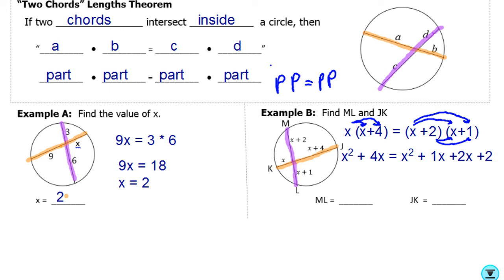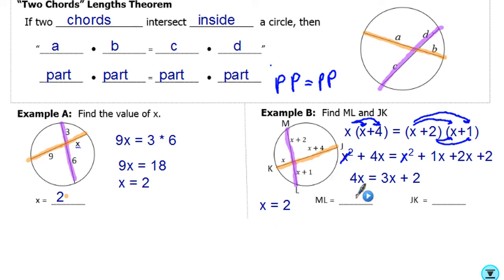So when we multiply all that out, remember X times X is equal to X squared. This gives us X squared plus 4X equals X squared plus 1X plus 2X plus 2. Now if we clean this up a little bit, if I subtract X squared from both sides, the X squareds cancel each other out. I can simplify: the 4X stays there, 1X plus 2X is 3X, plus 2. And then from here, subtract the 3X... subtract the X from both sides, and that gives us X is equal to 2.